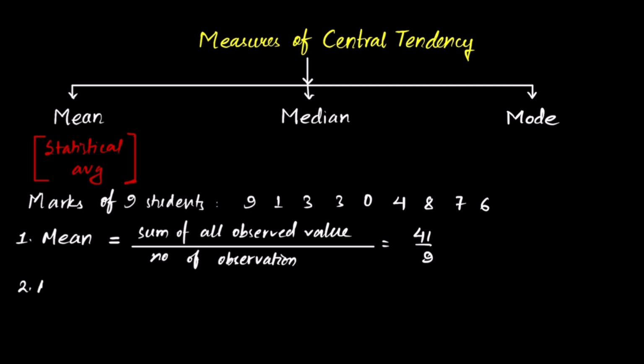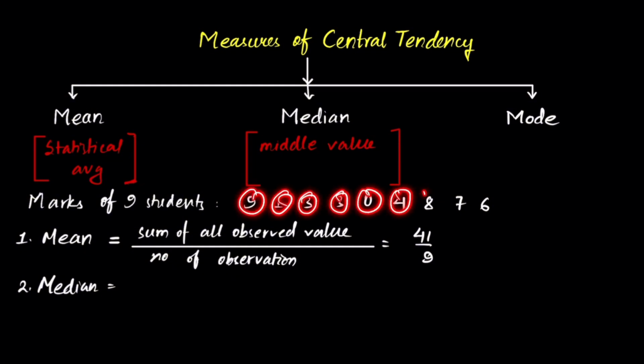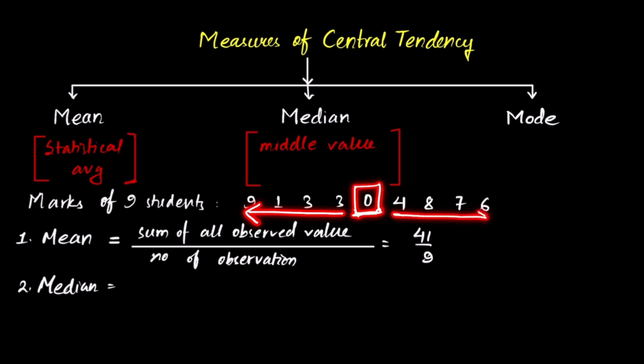Second is median. Median is defined as the middle value. So we have our data distribution here: 9, 1, 3, 3, 0, 4, 8, 7, 6. If we look at this data distribution and try to find the middle value, we'll find this 0 right here, because before 0 there are 4 values, and after 0 also there are 4 values. So the median is 0.